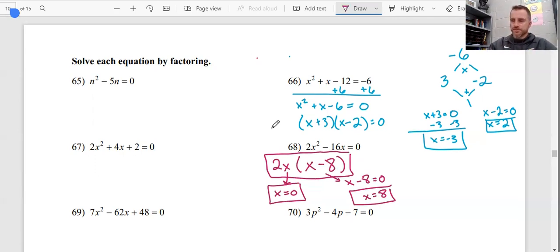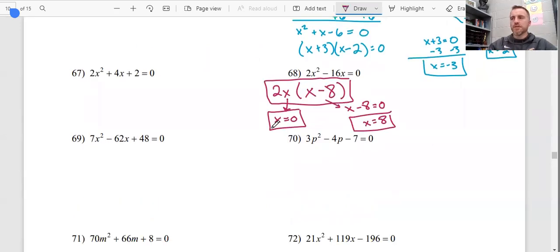Number 70. We have all three terms. We're going to look for the greatest common factors. We're not going to find any. And so we're going to do A times C. This time it does make a difference because A is 3. So we get -21.